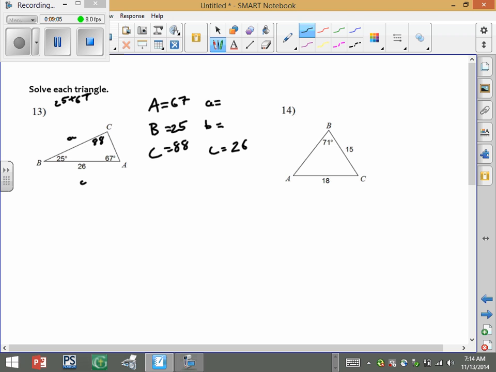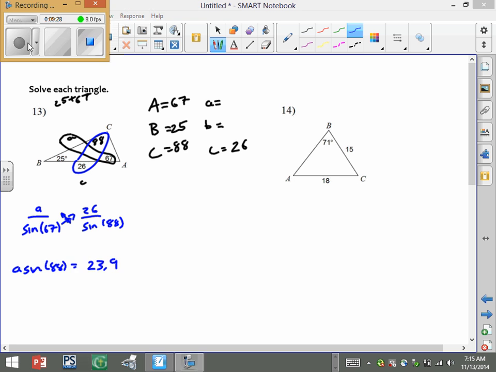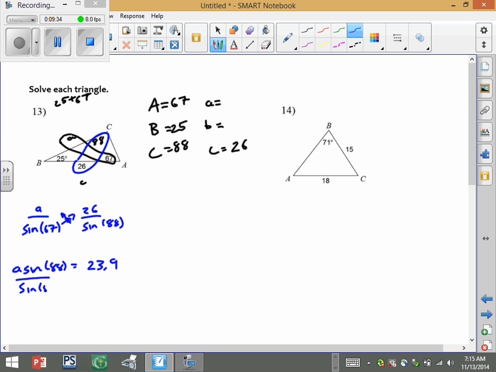So this is a perfect setup for law of sines. We can go A over the sine of 67 equals 26 over the sine of 88. And if we cross multiply and do all of our work here, we got A times the sine of 88 equals 23.9. Divide both sides by the sine of 88. So side A is 23.9.